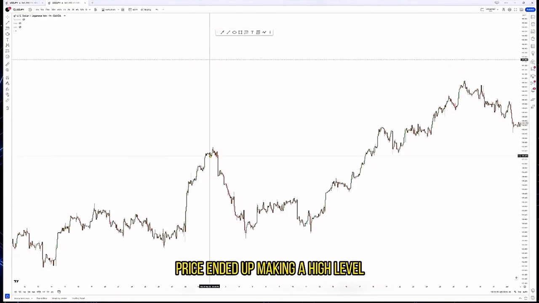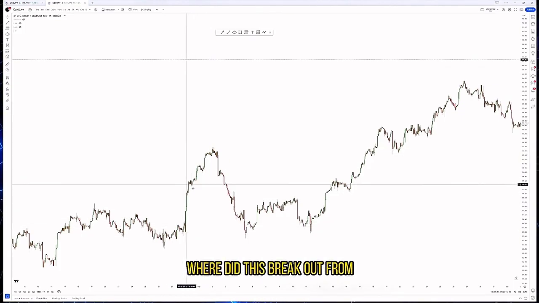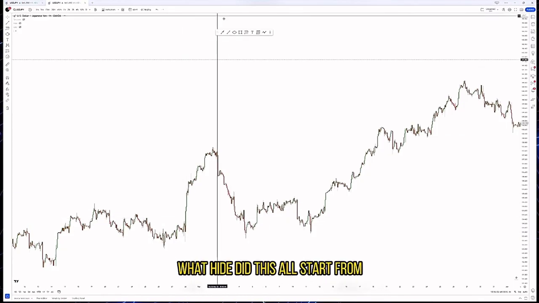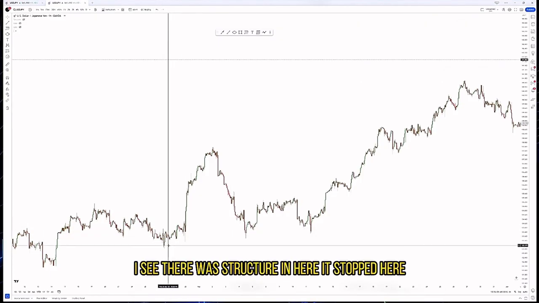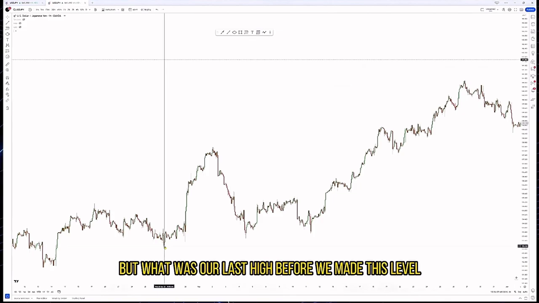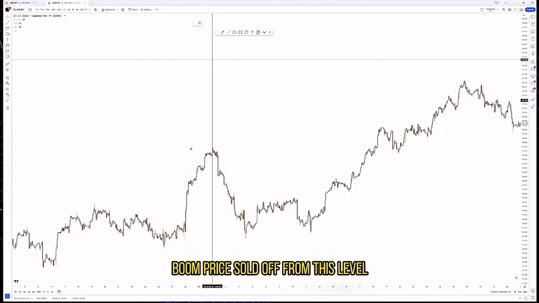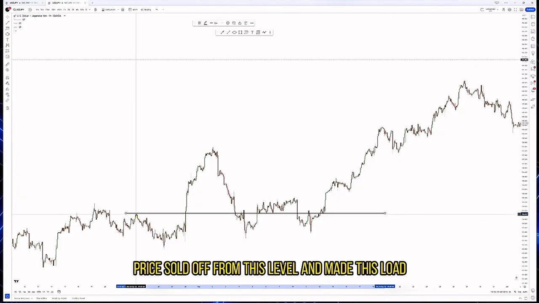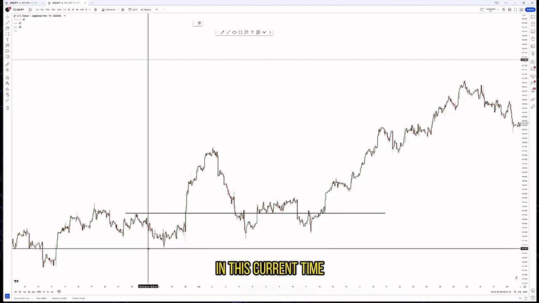Price ended up making a high level. I'm looking at this and I'm like, where did this break out from? Where did this all start from? What high did this all start from? I'm tracking down. I see there was structure in here. It stopped here. But what was our last high before we made this low? Boom. Price sold off from this level and made this low. This is our lowest low that we've ever been in this current time.